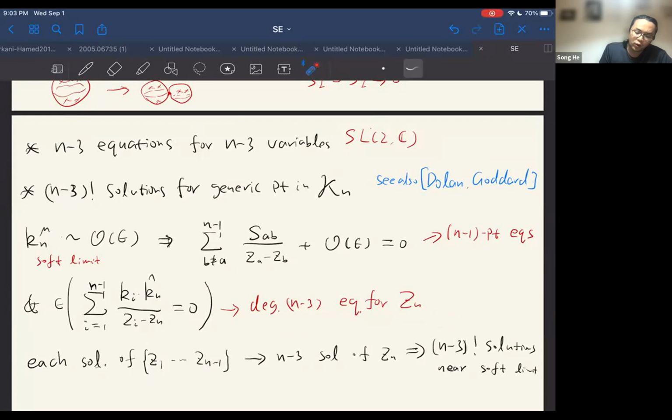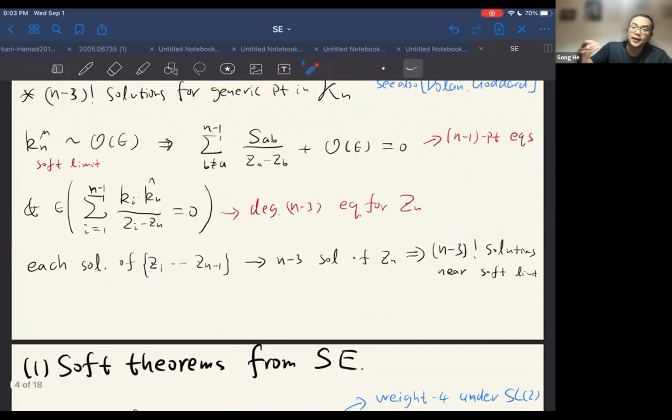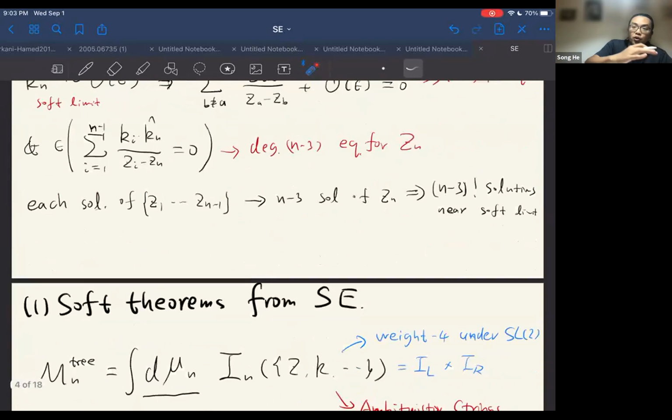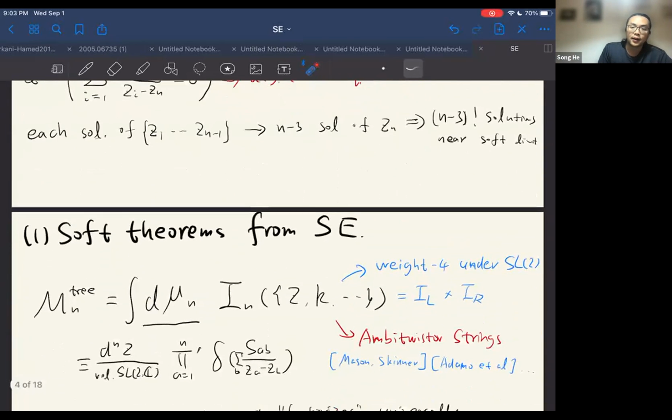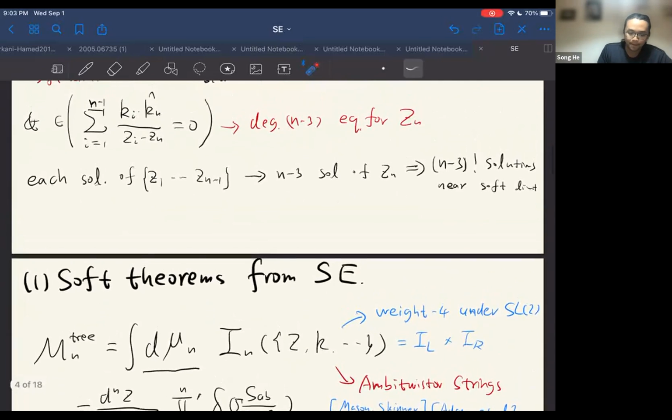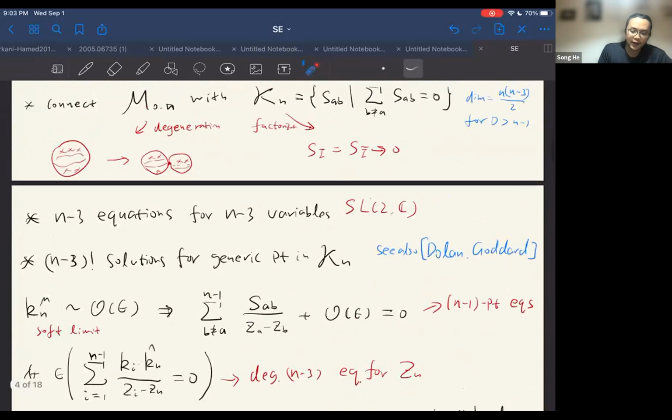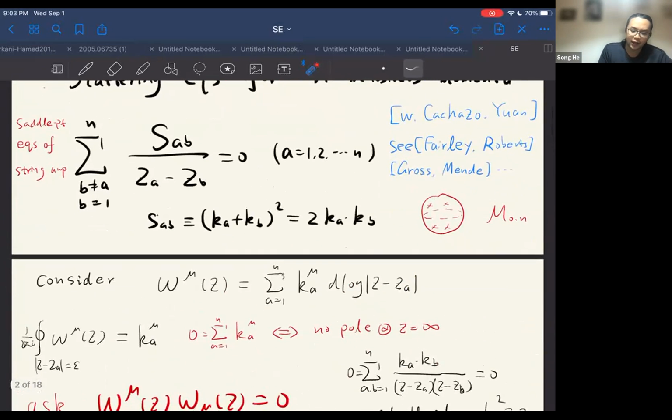So this is what tells you that for every solution of the (n-1)-particle system, you have n-3 solutions for the last variable. So that's how you get (n-3)! solutions, at least near the soft limit. And you can actually use this to go to a generic kinematic point and still have this number of solutions for the generic case. Okay, so this is just a quick review of what scattering equations are.